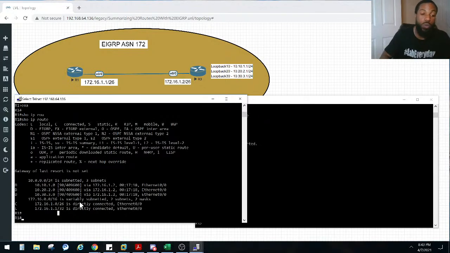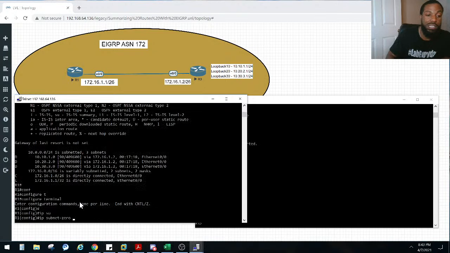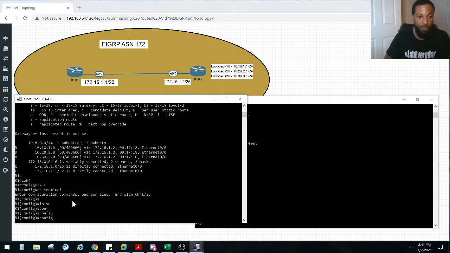So in this case, we have to go to global config mode, and then you don't go to a routing process. I think you just do IP summary address. No, that's not how you do it. I can't even remember how to do it. I got to think about that. No, you got to go to the interface. Okay, so you go to global config mode and put the summarized address on the interface you're learning them from, right? In this case, Ethernet 0/0.